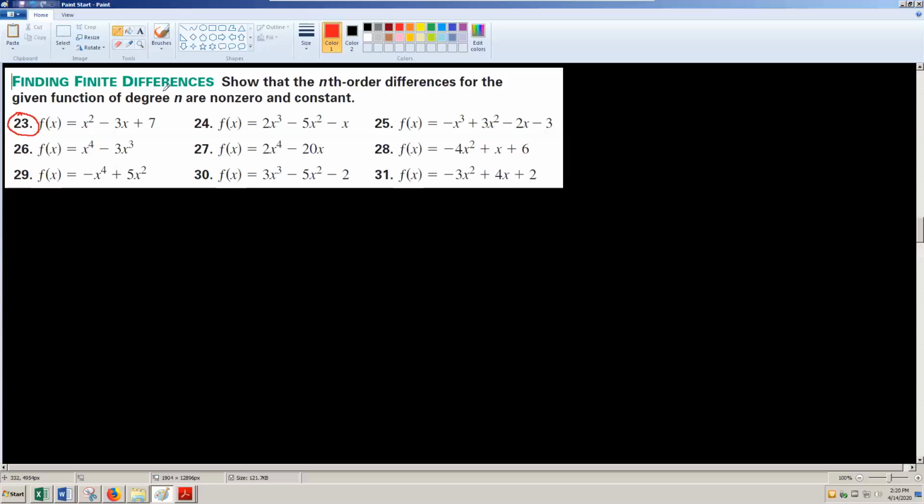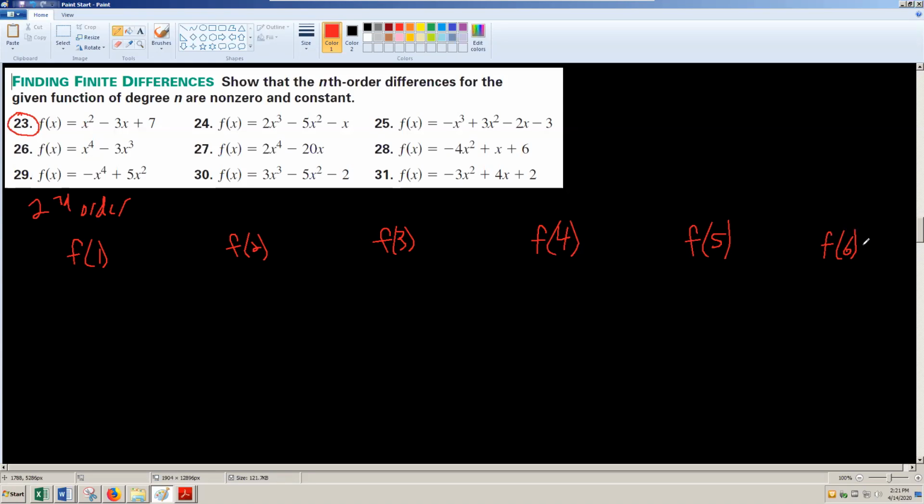Here we want to find the finite differences. So here we're just looking for nth order differences for the given function. Here we have a second degree function, so I know I'm going to be looking for second order differences. So for 23 here, I'm looking for second order. I want to plug a bunch of things in. So I want to plug in f of 1, f of 2, f of 3, f of 4, f of 5, and we'll do f of 6 and call it good because I can't fit any more here.